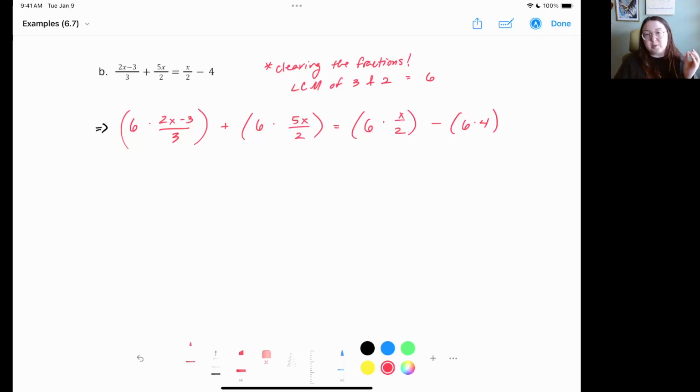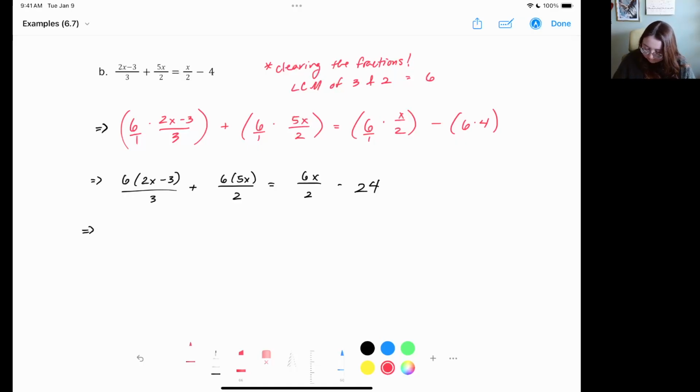Whenever we multiply by a whole number, it's the same as that number divided by 1. So this 6 is really 6 over 1. For the last one, 6 times 4, that's 24. We don't need to write 6 over 1 for that one, but it can help us multiply the rest of the fractions. So this will give us 6 times 2x minus 3 all over 3, plus 6 times 5x divided by 1 times 2, which is 2. That's equal to 6 times x divided by 1 times 2, which is 2, minus 24.